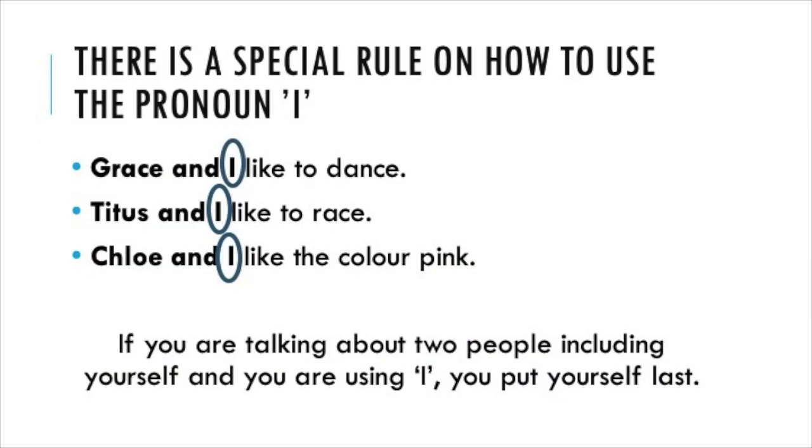So today we learned that there's a special rule on how to use the pronoun I. We wrote Grace and I like to dance, Titus and I like to race, Chloe and I like the color pink. So now we know if you're talking about two people, including yourself, and you're using I, you put yourself last.